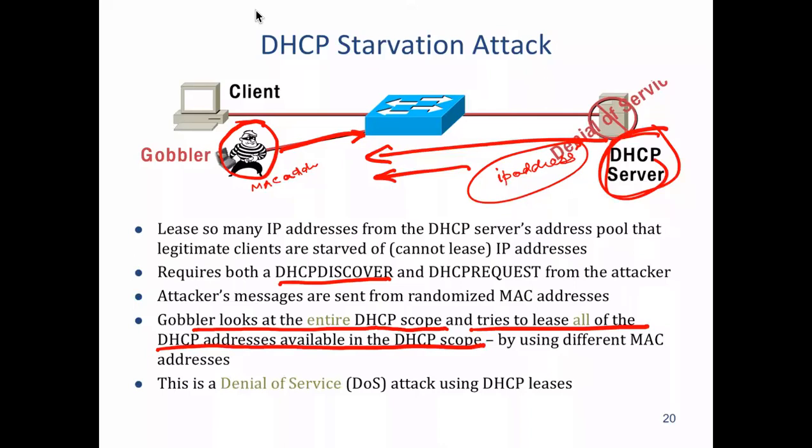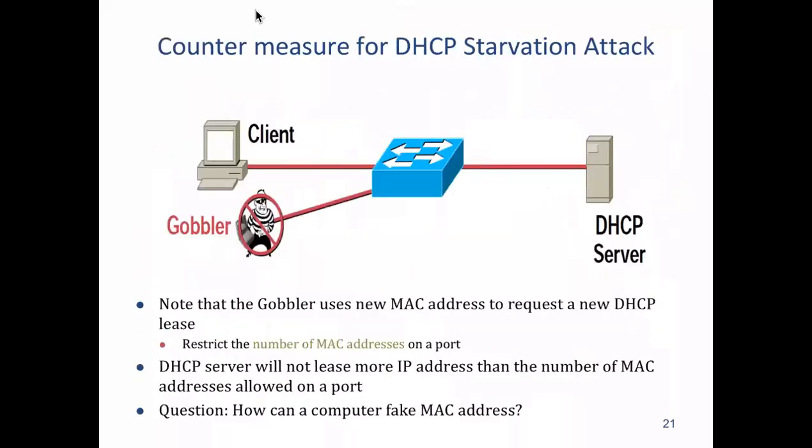Okay, so now what will happen? This guy has grabbed everything. So any other person, say Alice or Bob, who wants an IP address will not get it. Okay, this is a very simple attack. Here he doesn't need to know anything, Alice's MAC address or any information, right? Okay, the countermeasure is what?